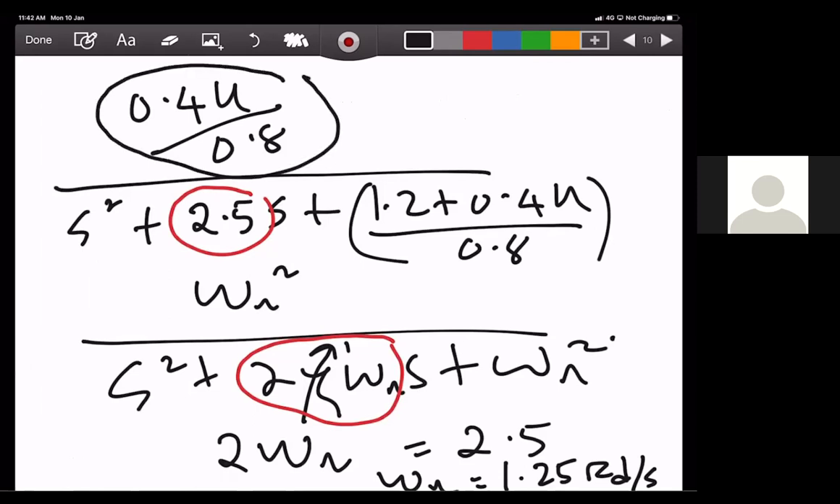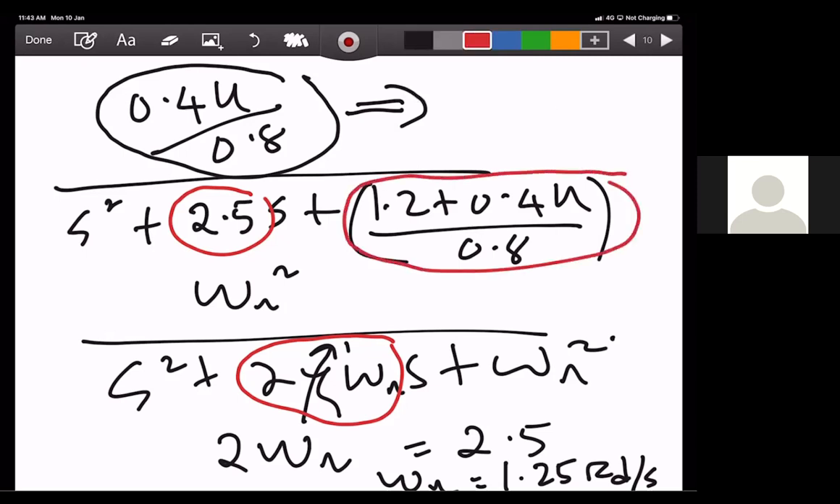Oh, equals to 0.4 divided by 0.8, berapa? 0.5. Tak, bukan yang ni. Yang ini. Kita ambil yang ini. 1.2 divided by 0.8 berapa? 1.5. 0.8 divided by 0.8. 0.4 divided by 0.8, 0.5.